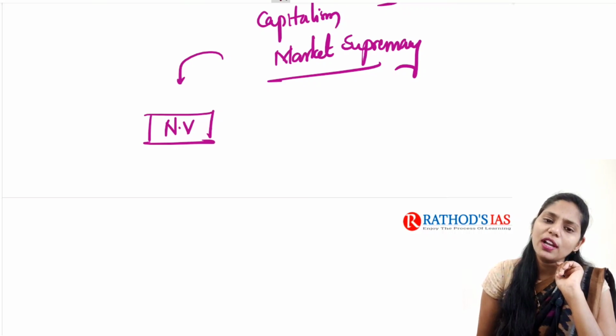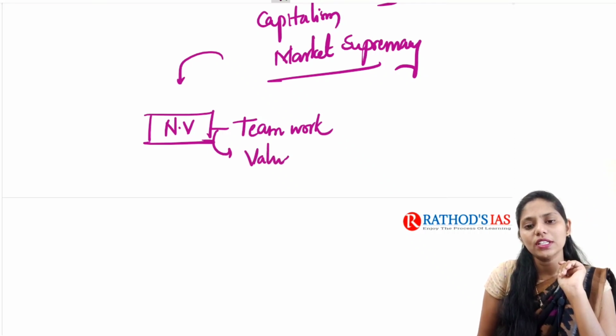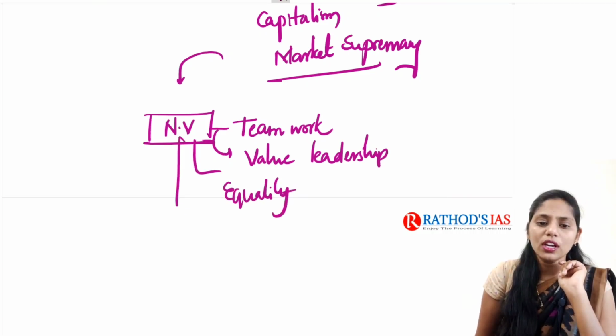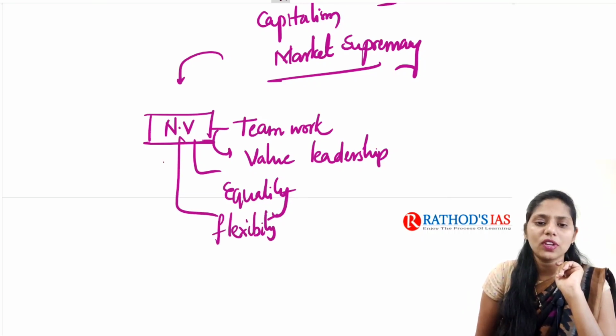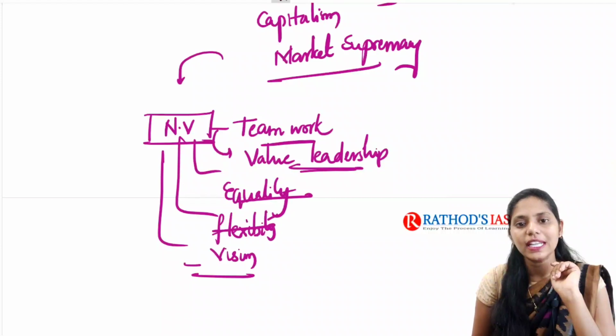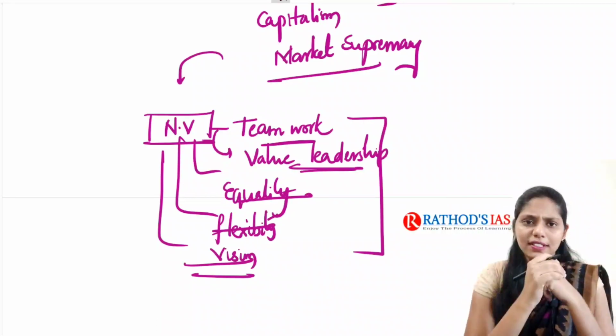Okay, so to incorporate this, yes, we need some new values. So what are these values? For example, we need teamwork and we need value leadership. We need equality. We all need to focus on flexibility and as well as vision. Teamwork, value leadership, equality, flexibility and vision. So these are some important new values. I hope it is clear.